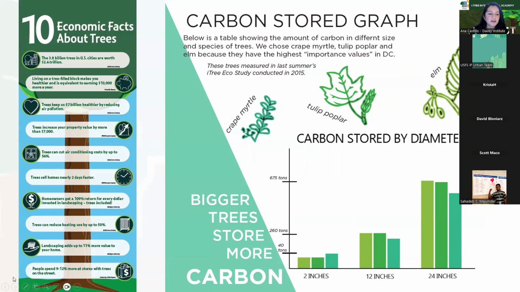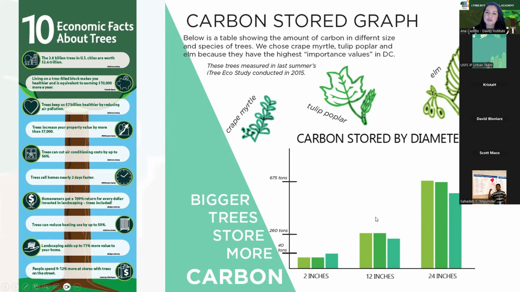So just a couple more examples. This is a bookmark that's showing more general benefits, just to share that information in an easy way. And then this other one is from Washington, DC, the capital, where they were trying to highlight something pretty straightforward, that bigger trees store more carbon. So they graphed out the amount of carbon stored by these 3 different species and their DBH size.